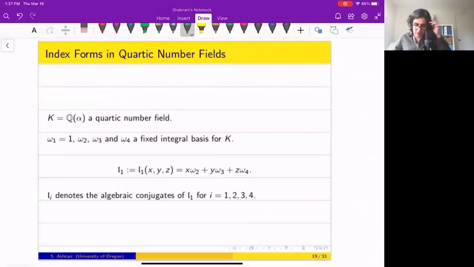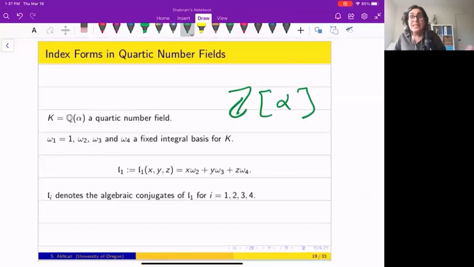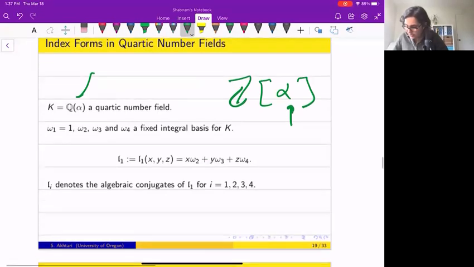Again, I'm just reviewing what we are dealing with. I have a generator alpha and I fix it. I'm going to look at Z joined alpha as an order. Basically, any monogenic order you have in the number field, because it's an order, its generator would be a generator of your number field over Q. And we have a fixed integral basis for K.